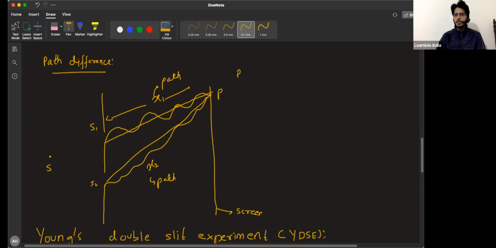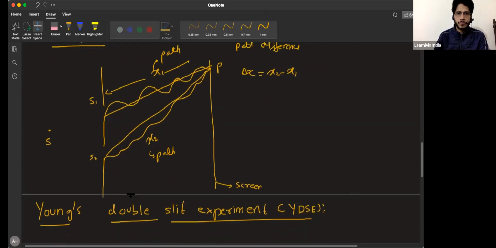What's the path difference, Mariam? How much should be the path difference? It's simple. The difference in path covered by the two waves, x2 minus x1. So that is the path difference, x2 minus x1. Path difference is simply the difference in path covered by the individual wave. The first wave covered a path of x1, the second wave covered a path of x2. So the difference in these two paths is the path difference, x2 minus x1. Is it clear?